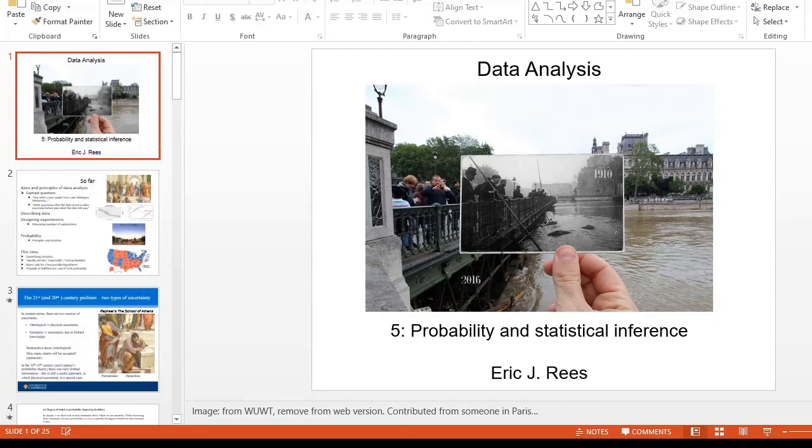Data Analysis Part 6. Joint probability and using mathematical probability to make predictions and statistical inferences, especially using Bayes' rule.